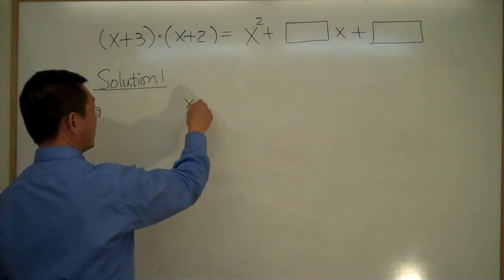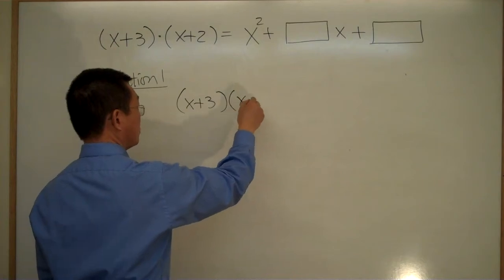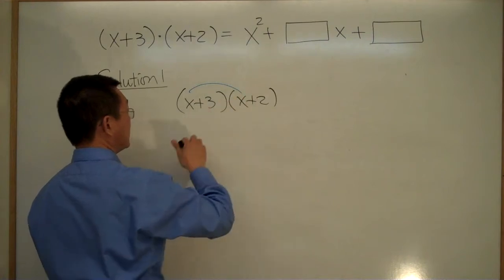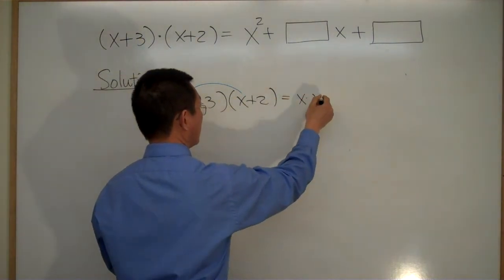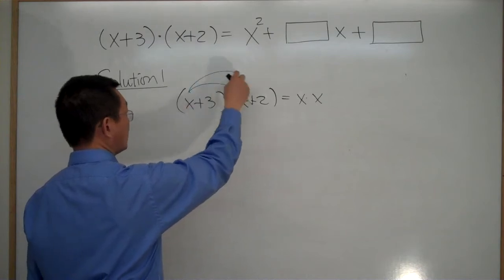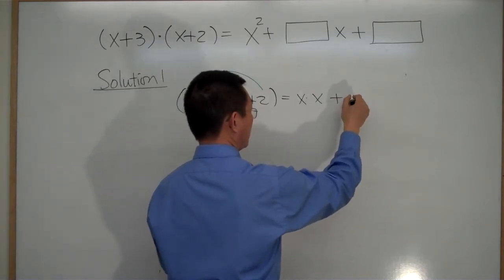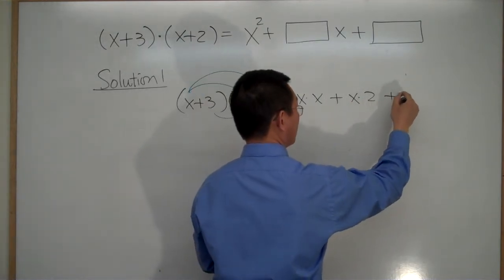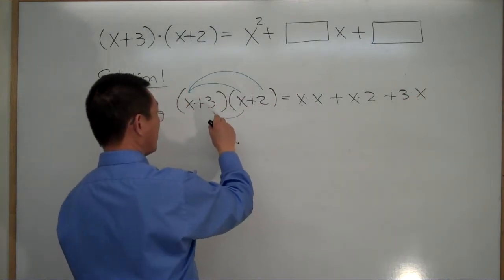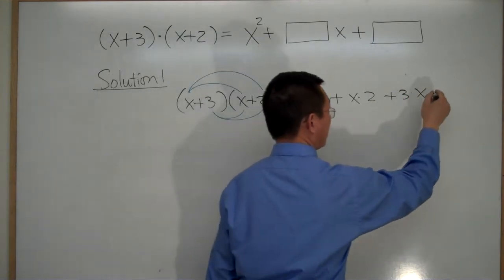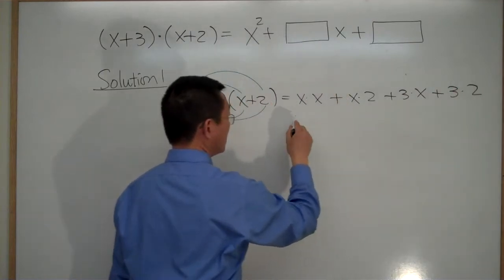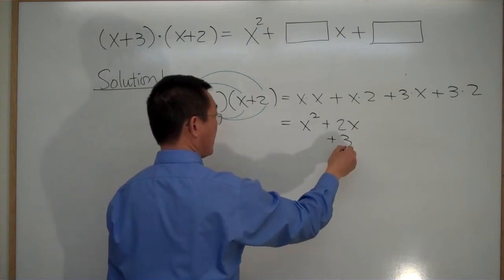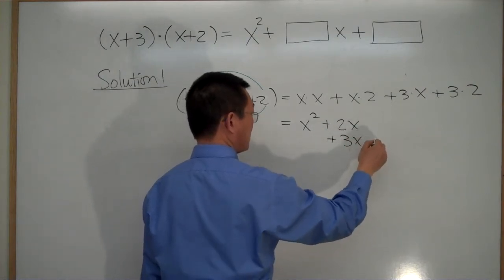First of all, I can consider x plus 3 times x plus 2. If I use FOIL, I will multiply the first two front terms, that is x times x, and then the two outside terms, that is x times 2, and then the two inside terms, that's 3 times x. I also multiply the two last terms, which is 3 times 2. So that's going to give me x squared, there's a 2x, there is a 3x, and there is a 6.